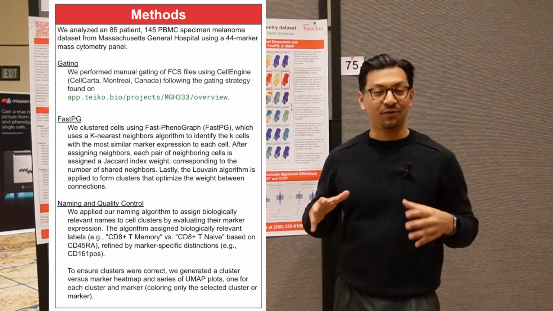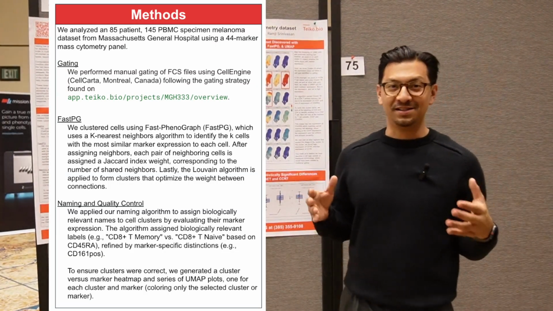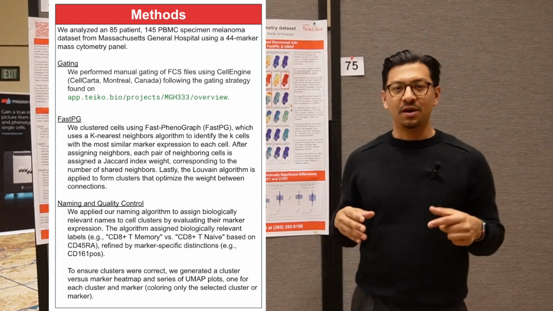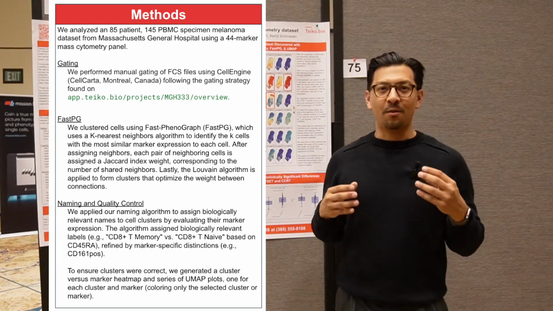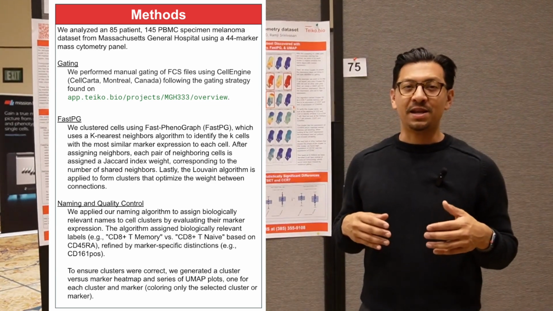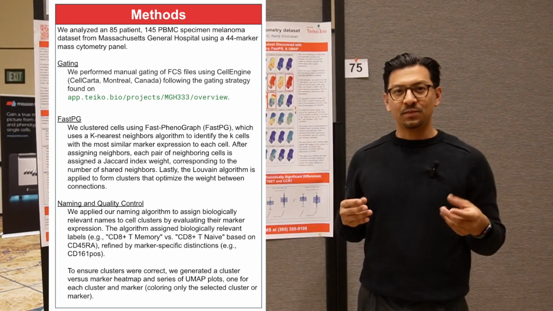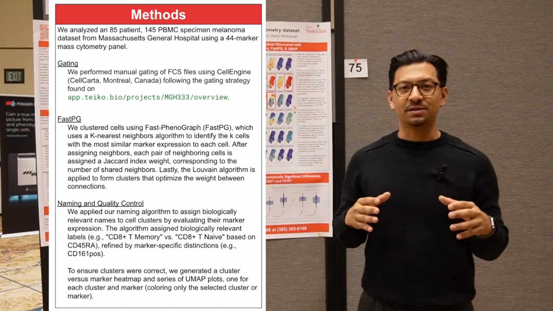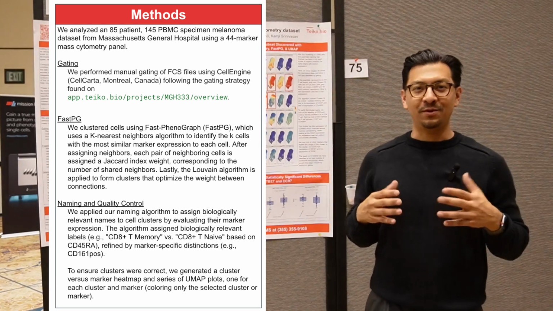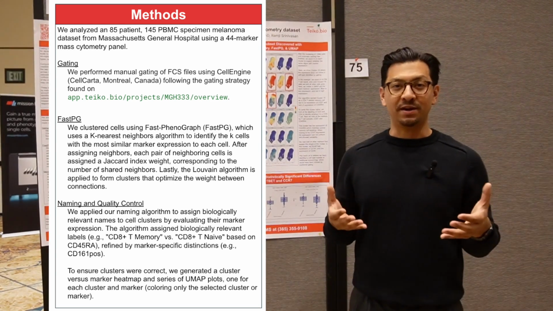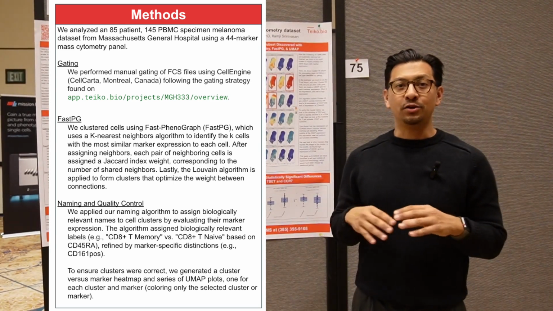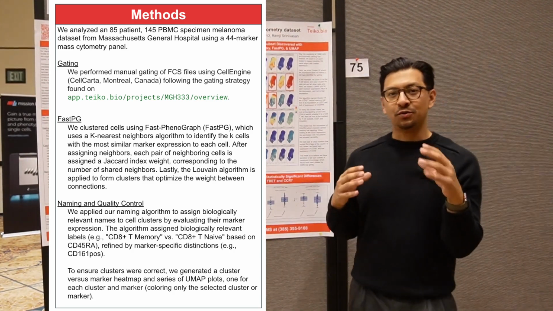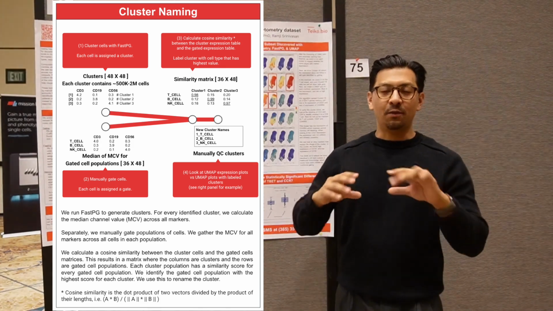So how did we do this? Well, first we had to start off with profiling some samples. We profiled 145 PBMC samples from 85 patients with stage 4 melanoma that were treated with anti-PD-1 in the first line setting. We took those 145 PBMC samples and stained them with the 40+ marker mass cytometry panel that we developed at Takeo in order to generate the data set, which represented about 29 million immune cells characterized. So we took those 29 million cells and we did two things.